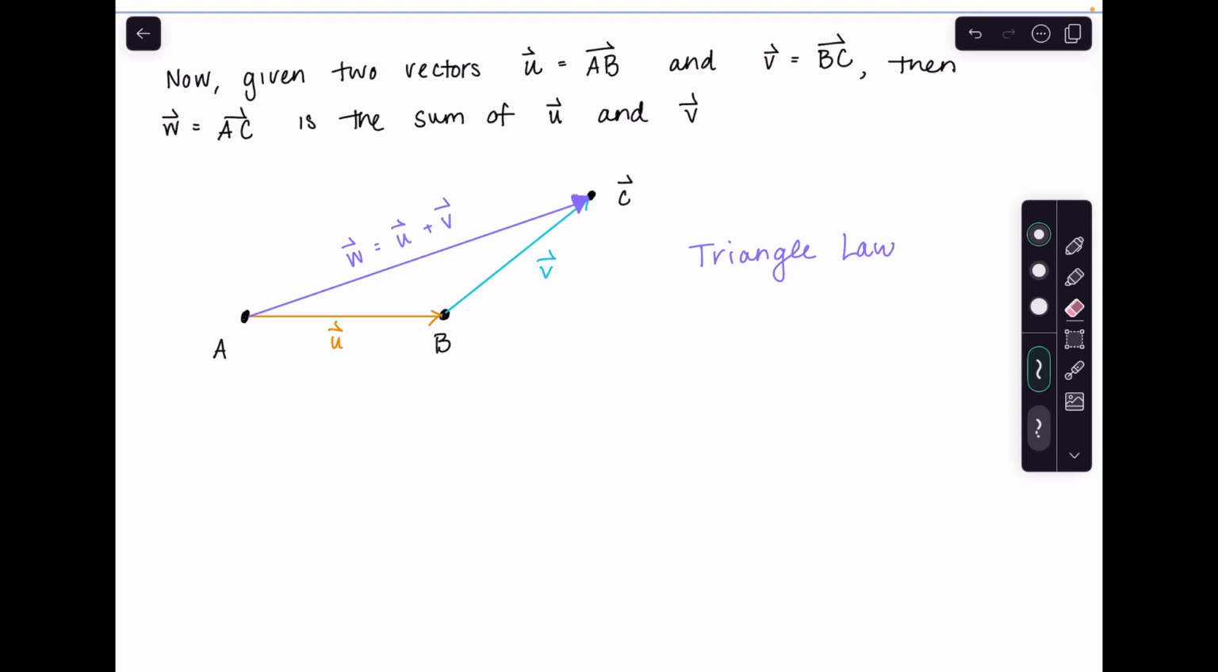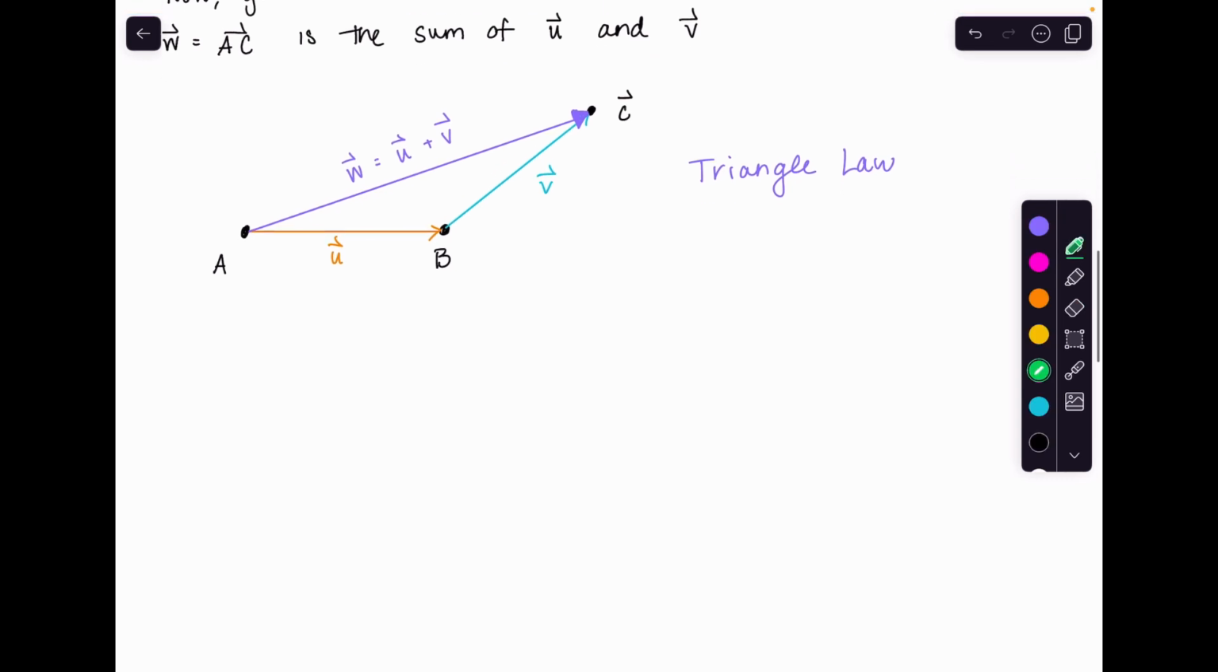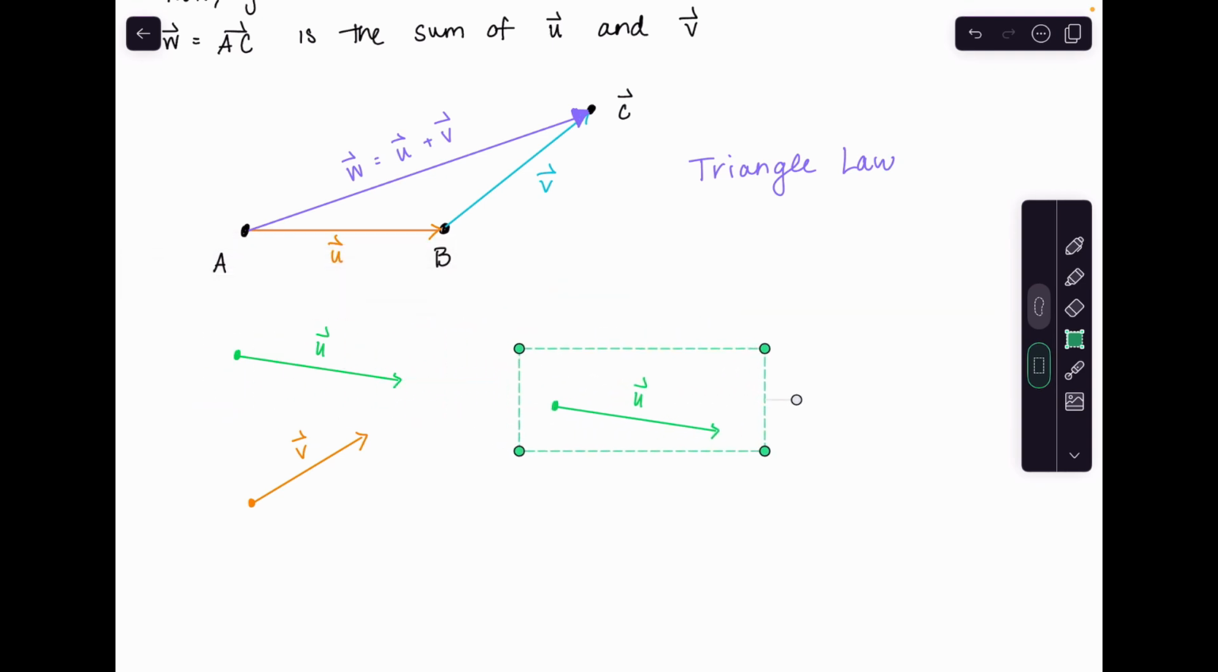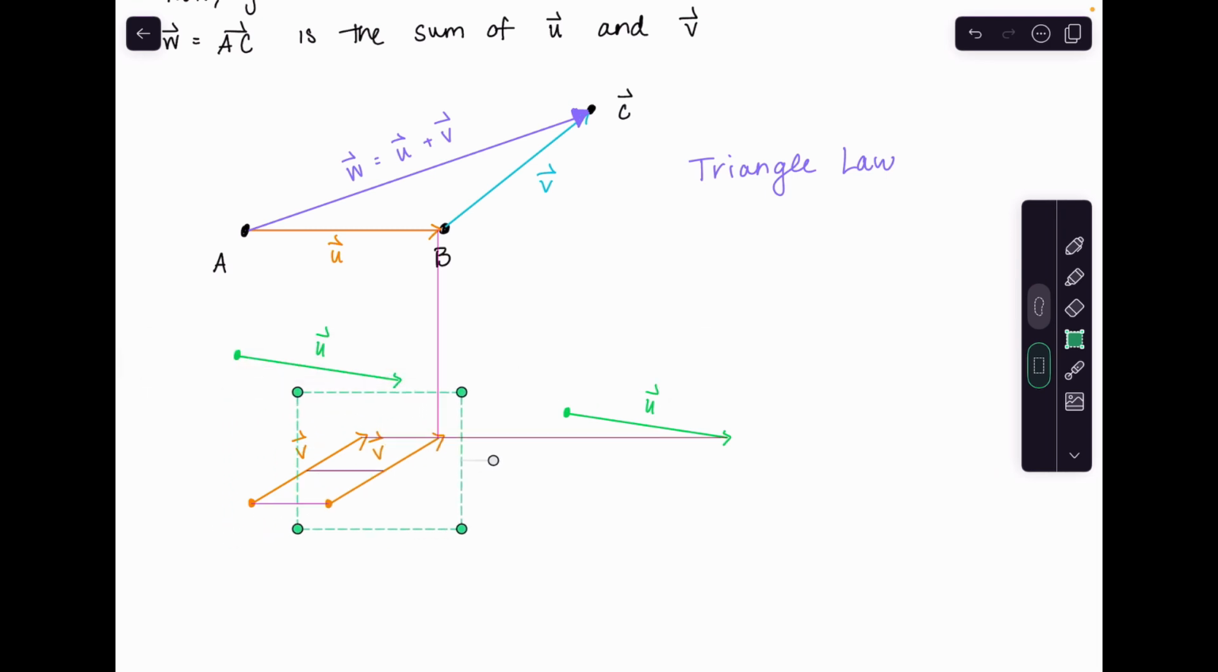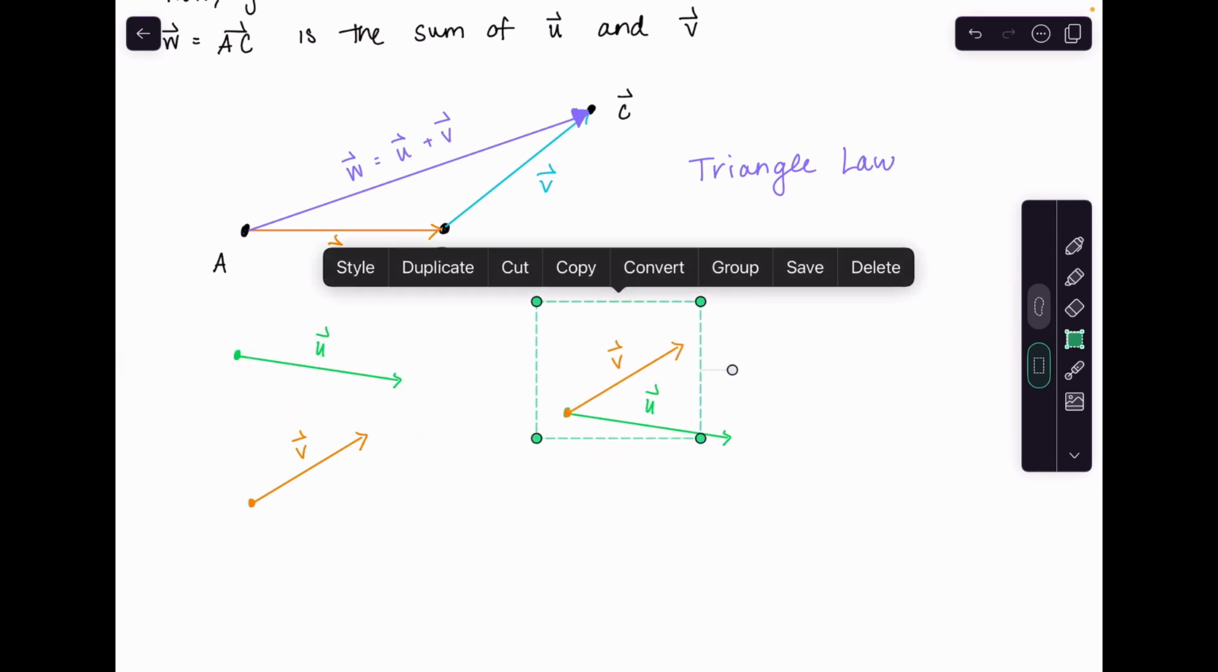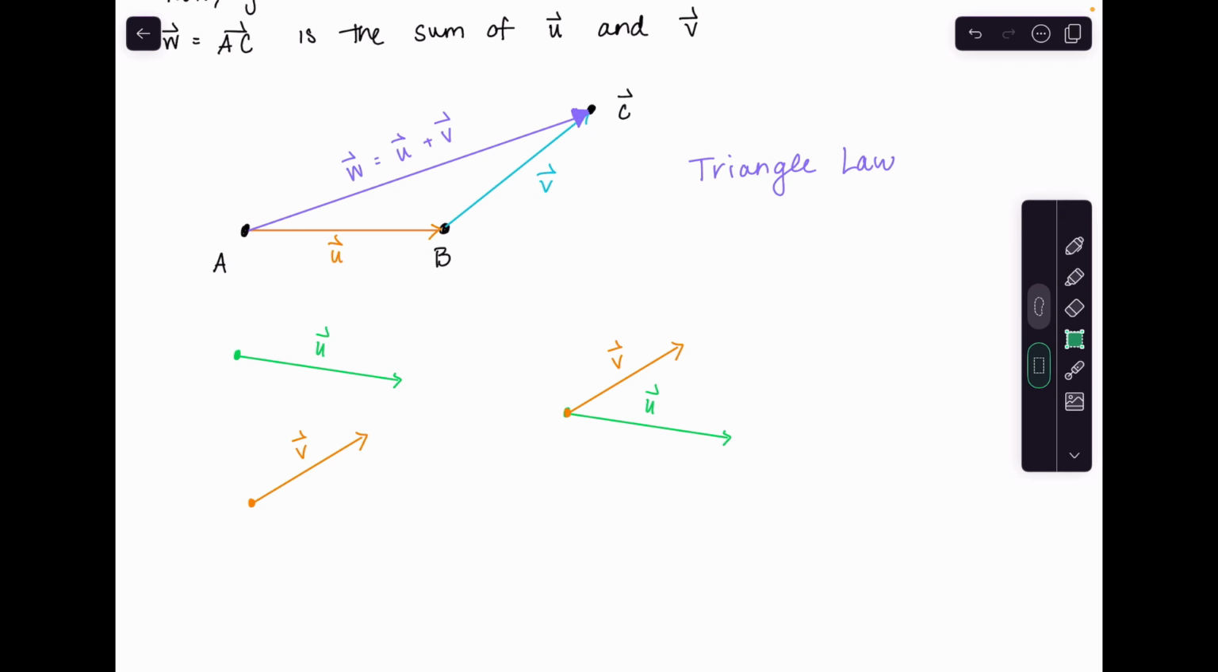A second way we can do this is known as the parallelogram law. All we're going to do is create a parallelogram from these two vectors. So let's say they don't have the same starting and ending point. Maybe here is vector U, and let's say here is vector V. I'm going to duplicate these. So here is vector U, and then I'm going to take vector V and create it so that their initial points lie on top of each other.